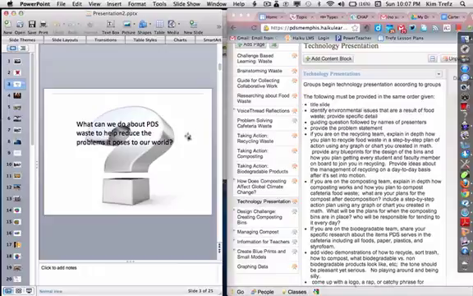And then I want to see the guiding question. Because of those environmental issues, the following slide, such as this one here, is: what can we do about PDS waste to help reduce the problems it poses to our world? So that would come next.